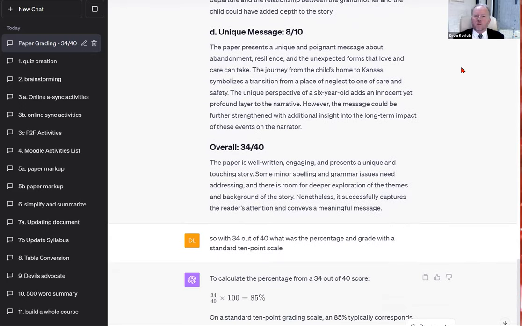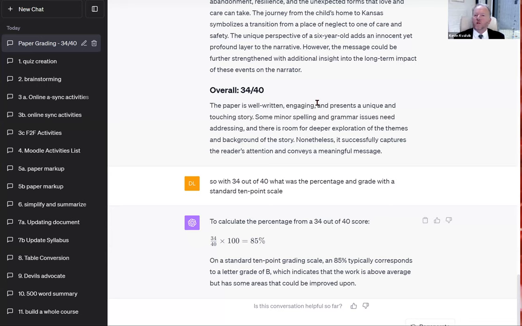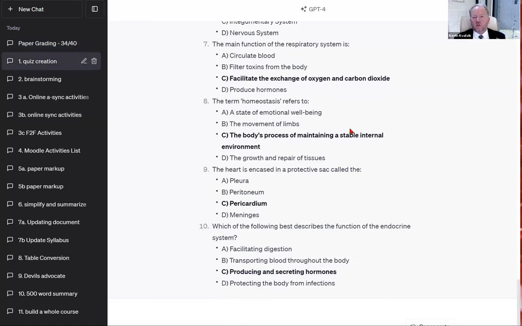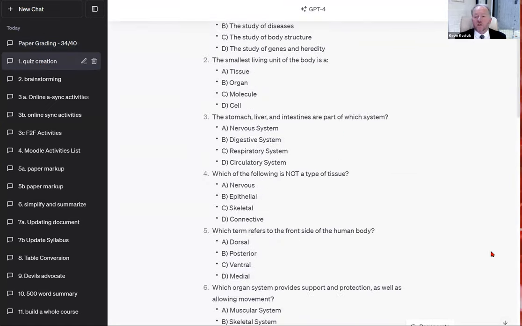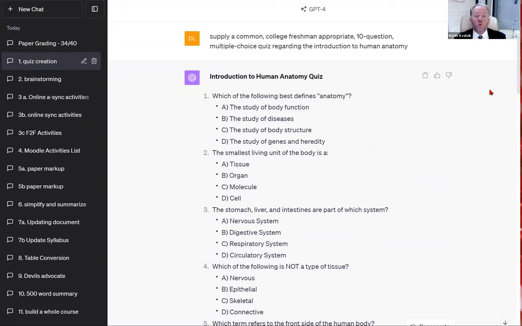So it said the paper is well written, engaging, and presents a unique, touching story. Some minor spelling and grammar issues need addressing, and there's room for deeper thought. It sounds reasonable. Then I ask, what was the score? So it tells me that. I'm not going to do anything else like this that is really out of the box. It's impersonating an instructor there, and that's what they tell you to do when writing these prompts: give it a role, because this is essentially role playing.